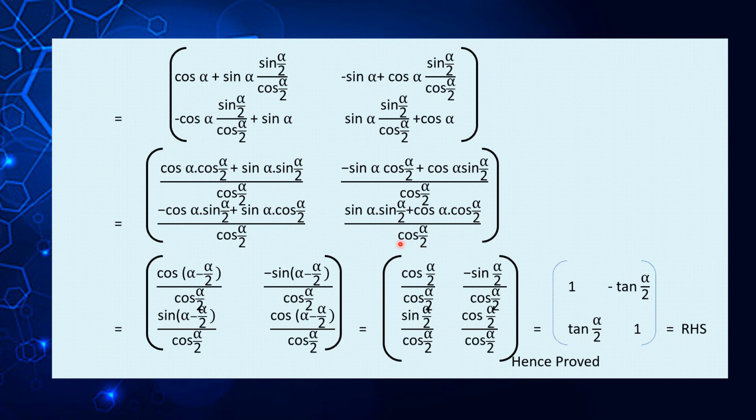which would give us, we all know that the value of the equation cos alpha into cos alpha by 2 plus sin alpha into sin alpha by 2 is equal to cos of alpha minus alpha by 2, and the equation minus sin alpha cos alpha by 2 plus cos alpha sin alpha by 2 is equal to minus sin of alpha minus alpha by 2, that would give us the value of this one.